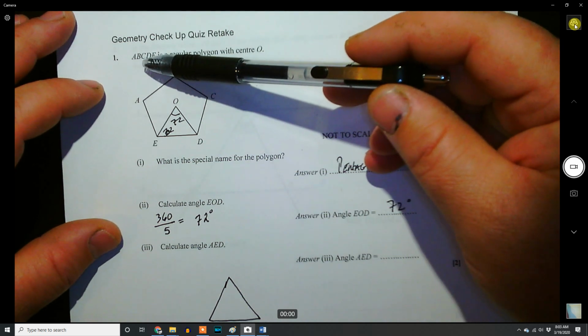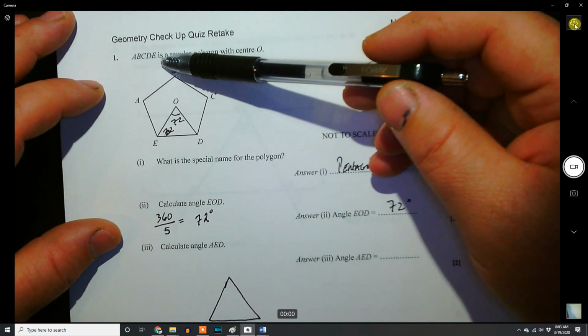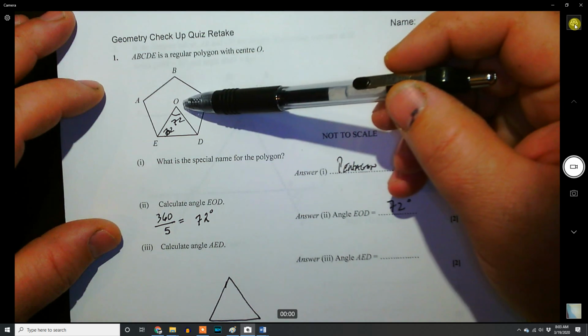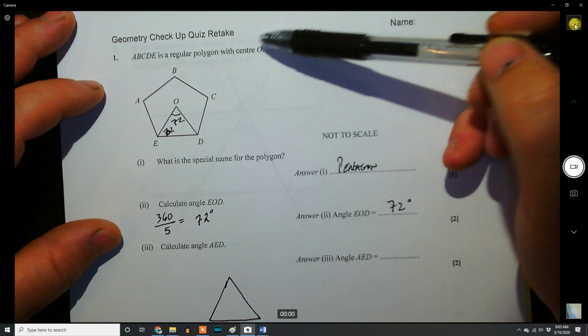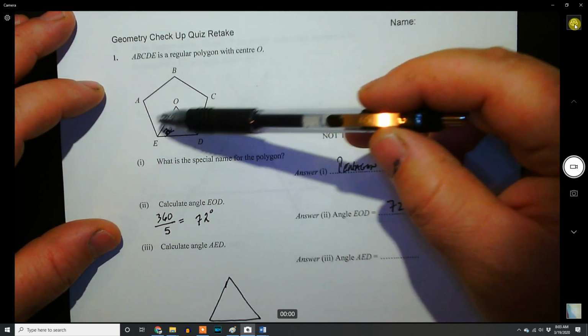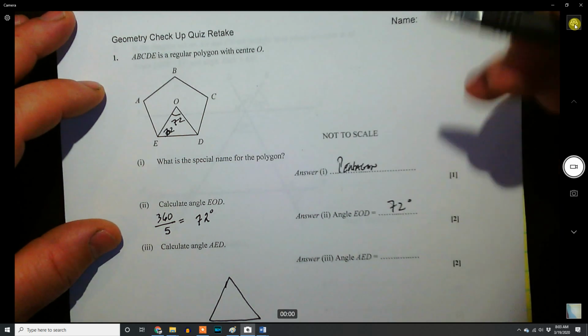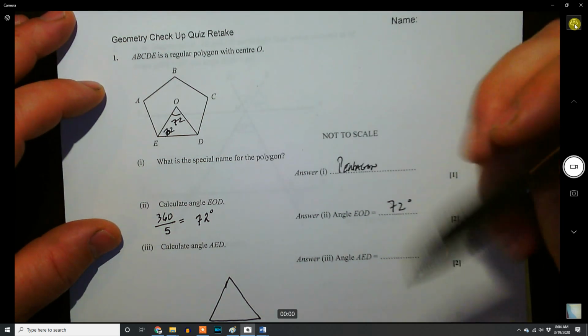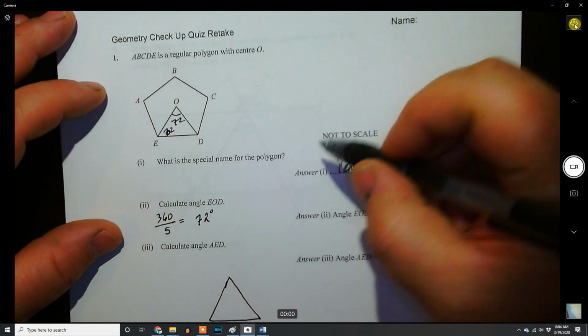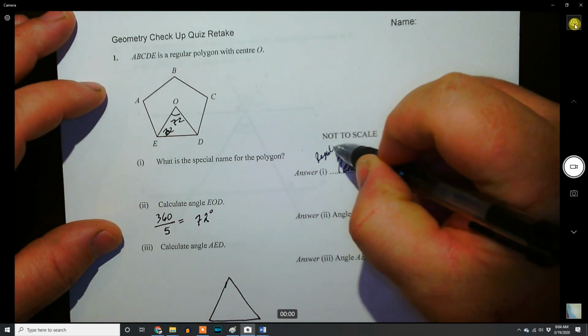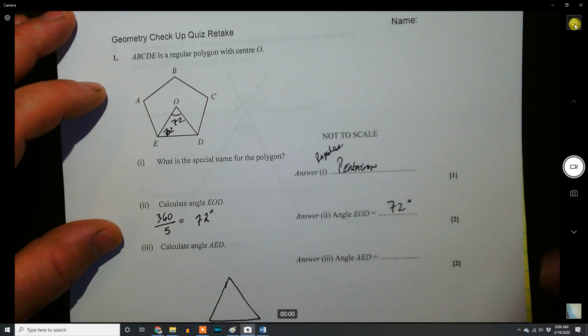Anyway, it says ABCDE is a regular polygon with the center, I love how the British spell center, of O. So A, B, C, D. And so it says, what's the special name for this polygon? Well, there are 5 sides, so that's a pentagon. You could also say a regular pentagon if you wanted. Doesn't matter.